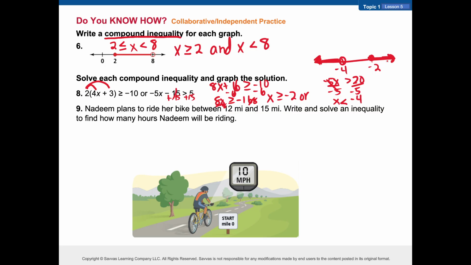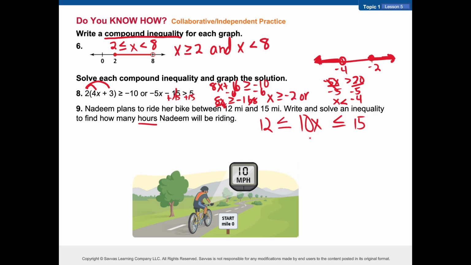9. Nadine plans to ride her bike between 12 and 15 miles. So between 12 and 15. Write and solve an inequality to find how many hours Nadine will be riding. Again, distance is rate times time. Her rate is 10 miles per hour. So 12 has to be less than or equal to that amount. That amount has to be less than or equal to 15.